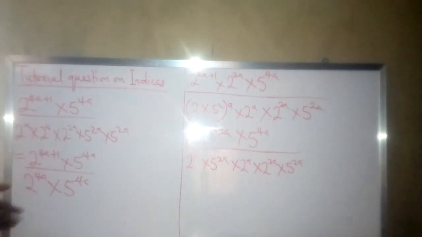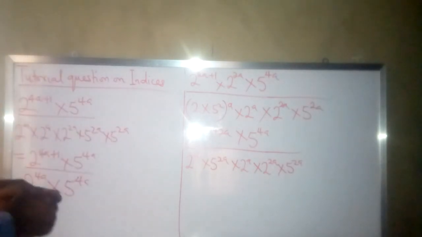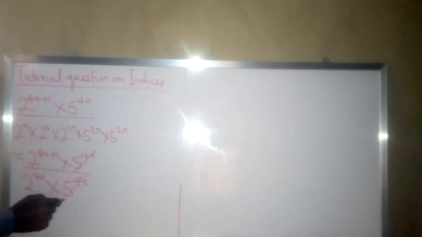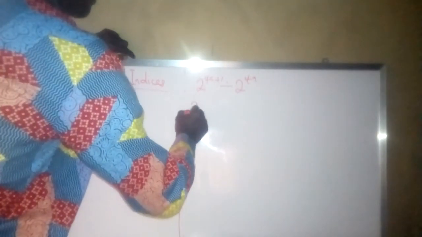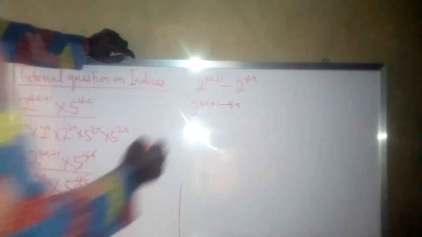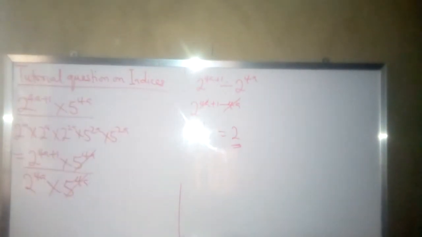Clearly here, this one will cancel this out. Because this is multiplication, this will cancel this out. It's completely the same thing. So you are left with 2 raised to power 4a plus 1 divided by 2 raised to power 4a. Division means subtraction of the powers, minus 4a. So that will be 2 raised to power 4a minus 4a, that's 0. 0 plus 1 is 1, so 2 raised to power 1 equals 2. So the answer to the question is 2.